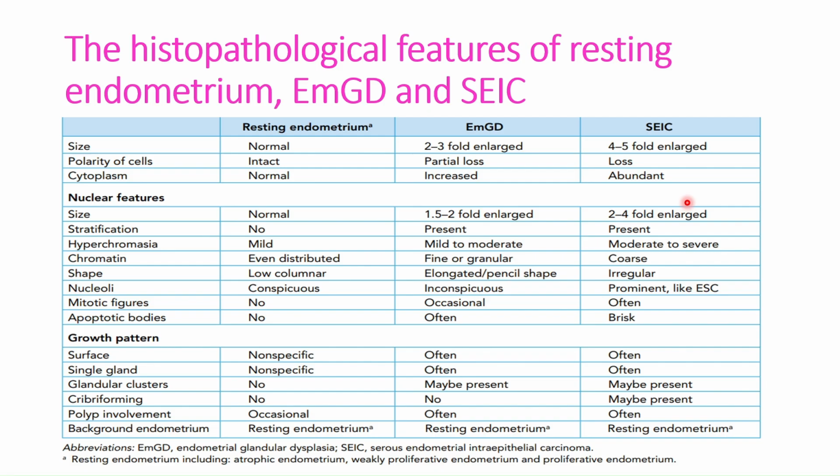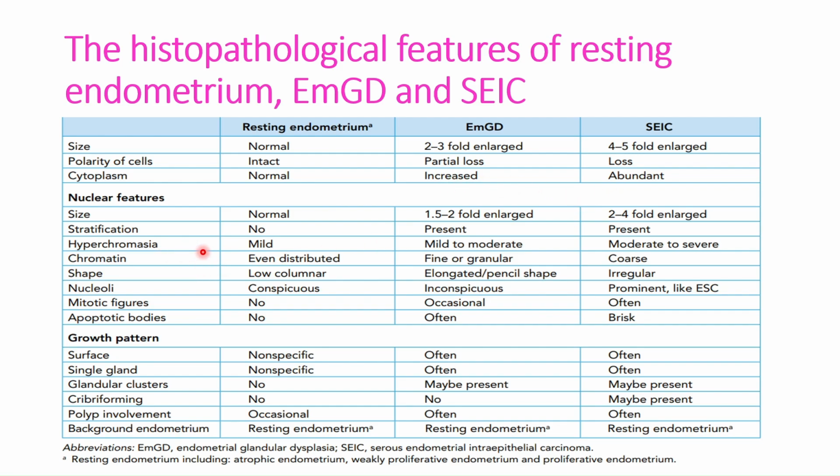So histopathological features of all three we can see here, but remember the main difference: mild to moderate atypia in endometrial glandular dysplasia, and here severe atypia. Size of the cells is 2 to 3 times enlargement, versus 4 to 5 fold enlargement. Polarity is partially lost, here totally lost. Cytoplasm may be increased or abundant in SEIC.